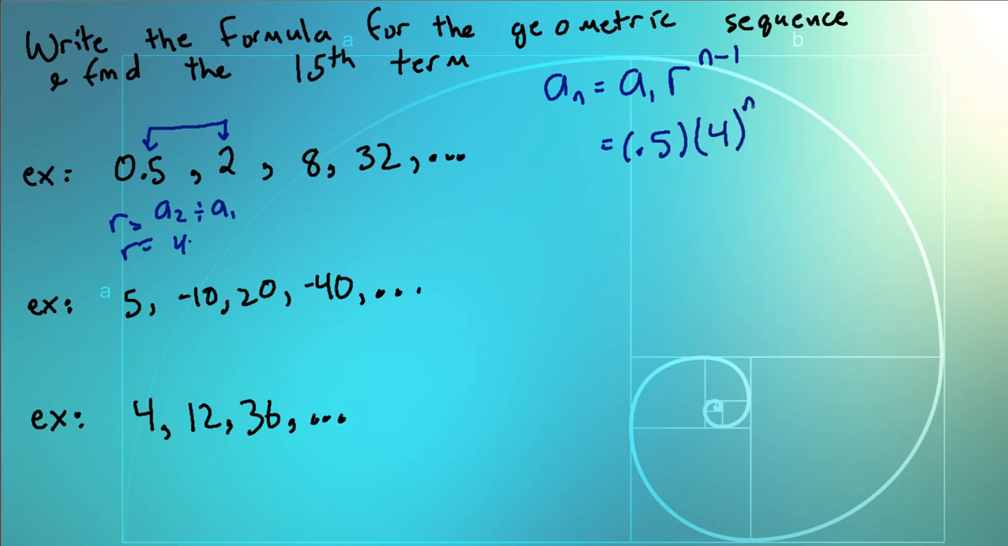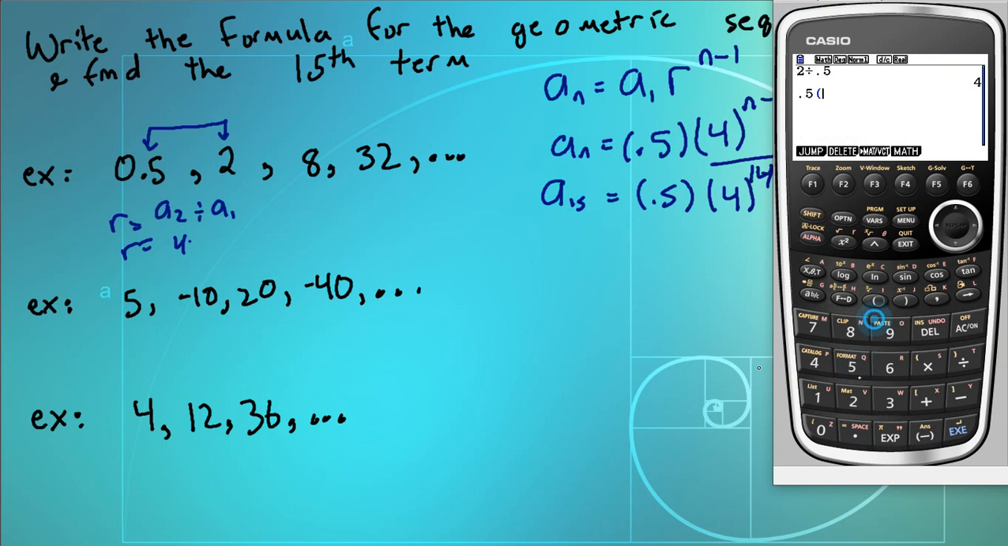And n minus 1, a sub n. All right, so that gives us the formula. And then I want to find, according to this, the 15th term. So I will be replacing n with 15. So 15 minus 1 is 14. So I'll go ahead and type that in. So 0.5 times 4 to the 14th will give us this large number right here.